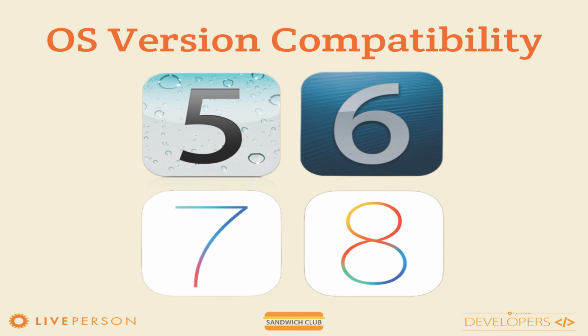OS version compatibility. This is really big because with iOS, a new version comes out every year in June, and the changes are breaking. Apple doesn't care. They want to go forward.